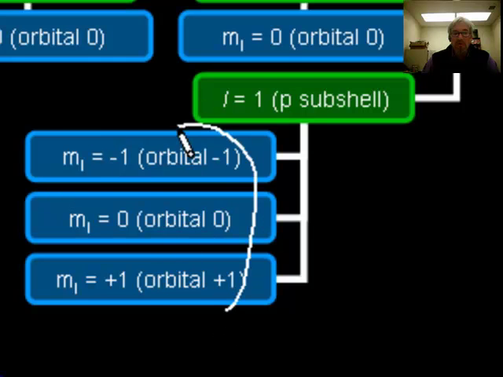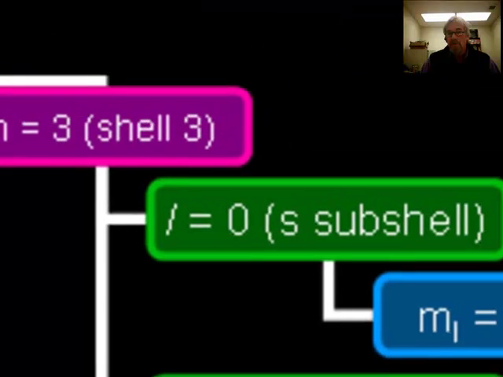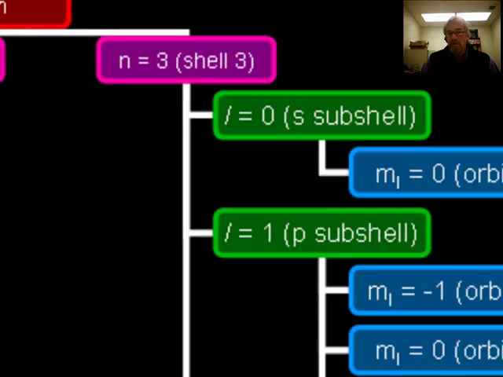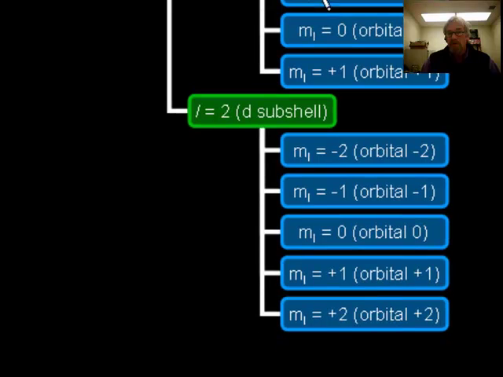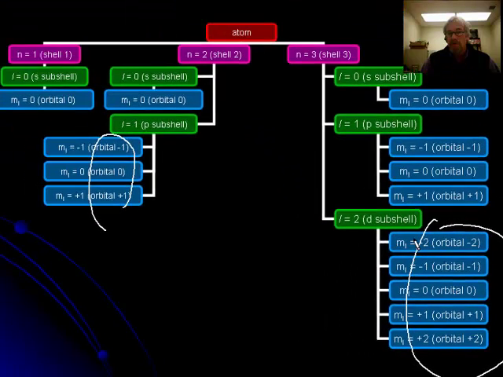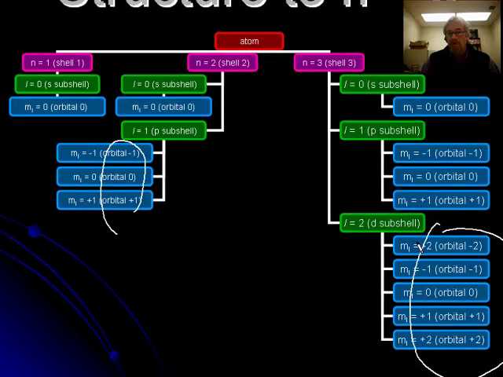or M sub L. The third shell in this atom has 3 sublevels, or subshells. The S subshell, 1 orbital, the P subshell with its 3 orbitals, and the D subshell with its 5 orbitals. That's sort of the layout. Now, they don't actually look like these little boxes on this chart. What do they really have for shapes?